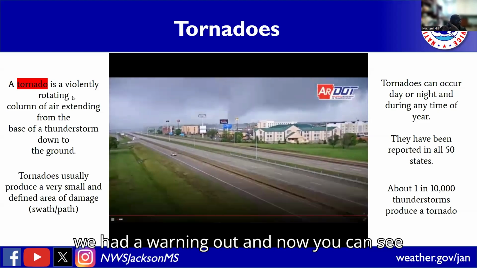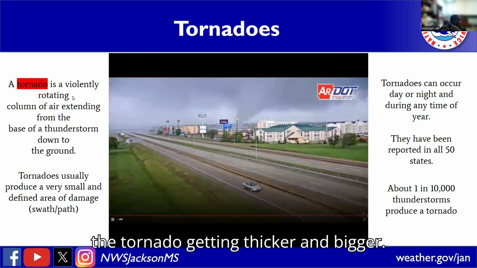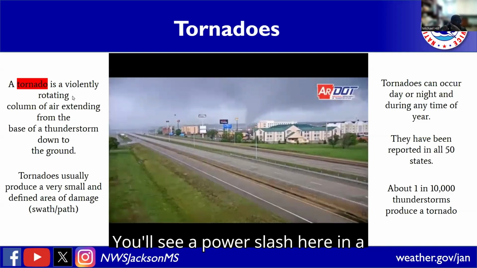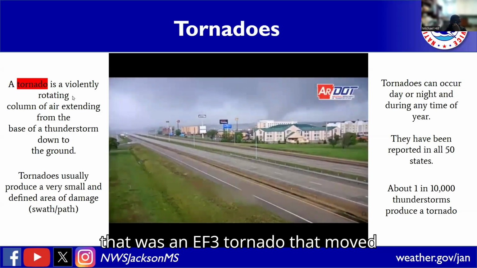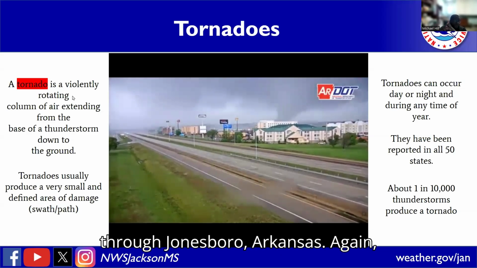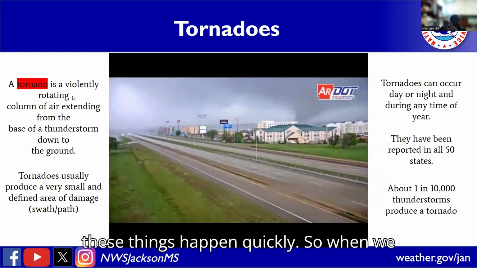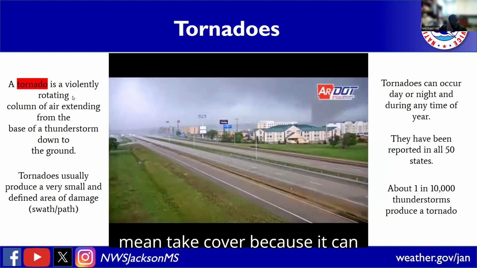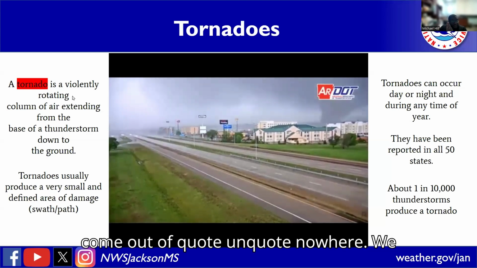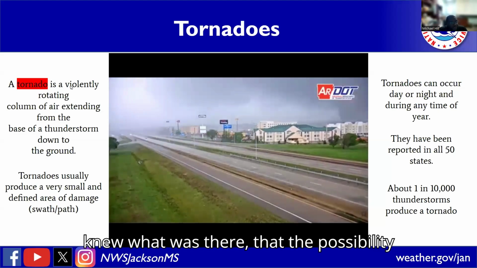So we had a warning out, and now you can see the tornado getting thicker and bigger. You'll see a power flash here in a second. There you go. And so that was an EF3 tornado that moved through Jonesboro, Arkansas. Again, these things happen quickly. So when we say there's a tornado warning, we really mean take cover because it could come out of, quote unquote, nowhere. We knew it was there, that the possibility was there.